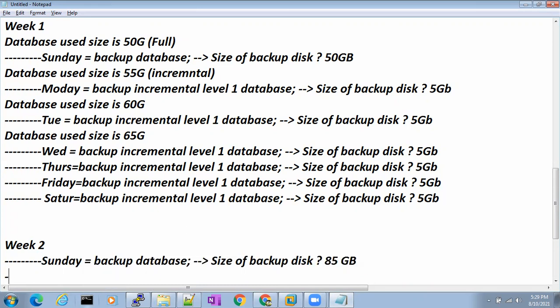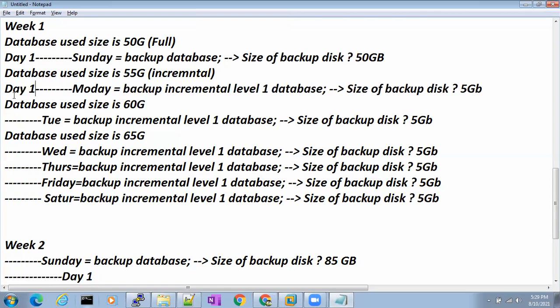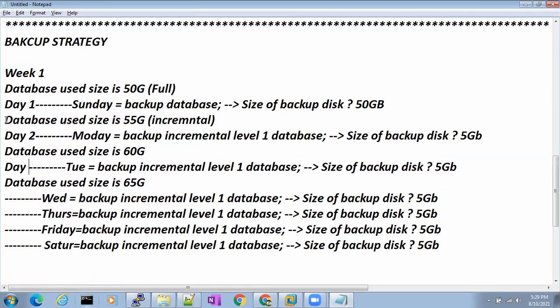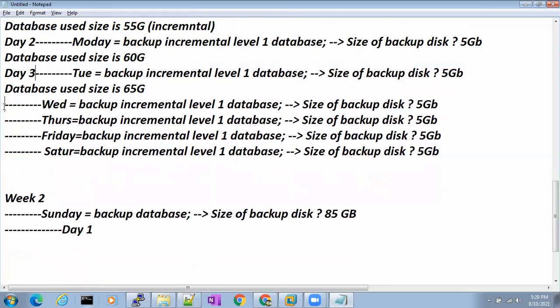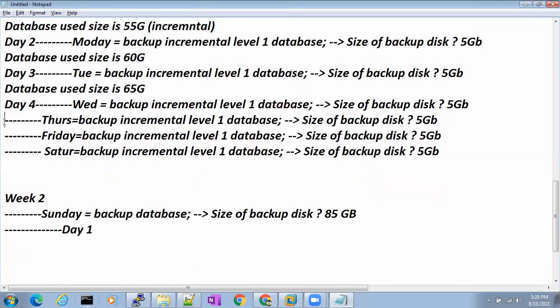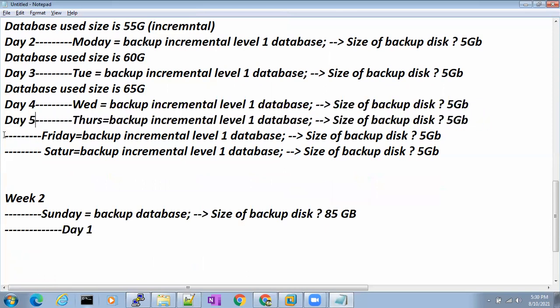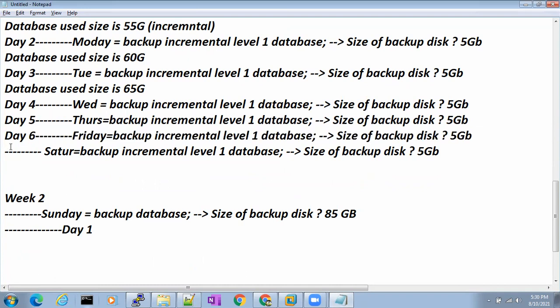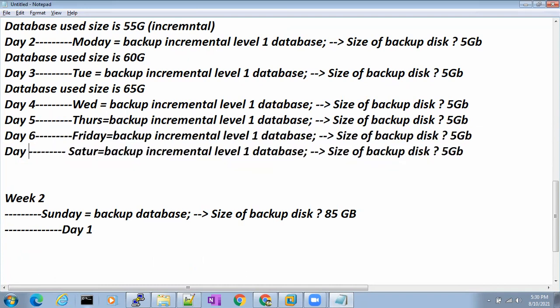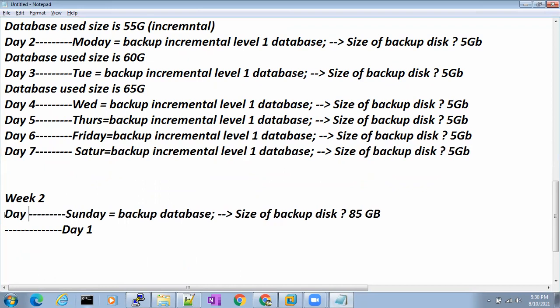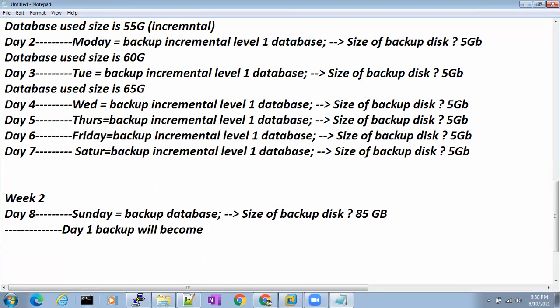After this backup is completed, day 1, day 2, day 3, day 4, day 5, day 6, day 7. This will become day 8. So after this day 8 Sunday backup is completed, day 1 backup will become obsolete or invalid.